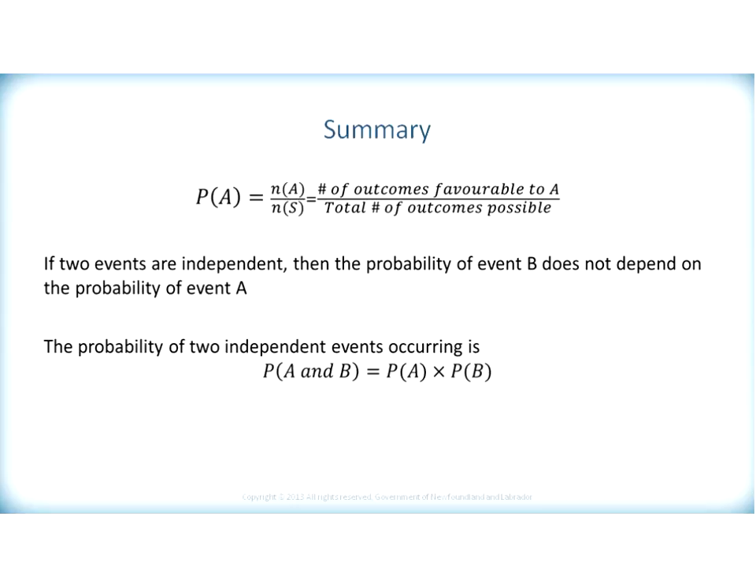So in summary, the probability of event A, of course, is the number of favorable outcomes to A over the total number of possible outcomes. If two events are independent, then the probability of event B does not depend on the probability of event A occurring. The probability of two independent events occurring, the probability of A and B, is the probability of A multiplied by the probability of B.